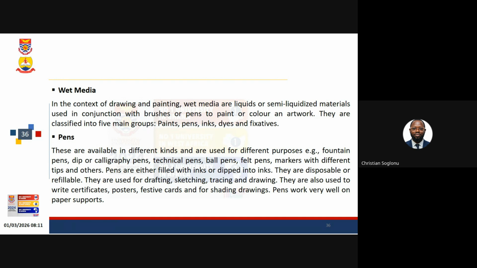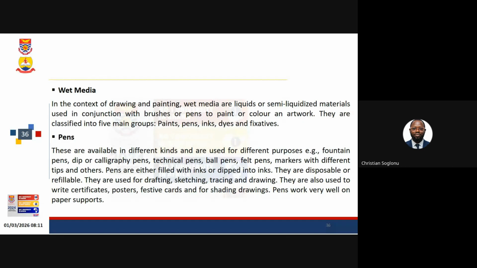So wet media, as I said initially, you need a liquid to mix that media before you can use it to paint or to work. So in the context of drawing and painting, wet media are liquid or semi-liquidized materials used in conjunction with brush or pens to paint or color an artwork. They are classified into 5 major groups: paints, inks, dyes, and fixatives.